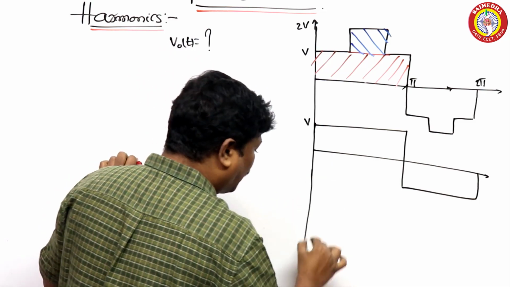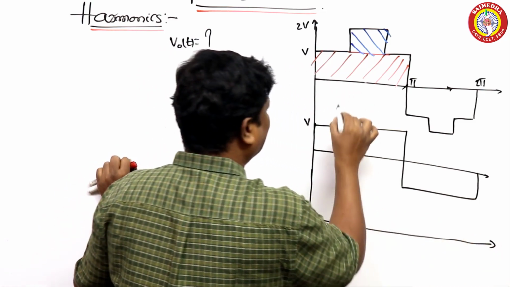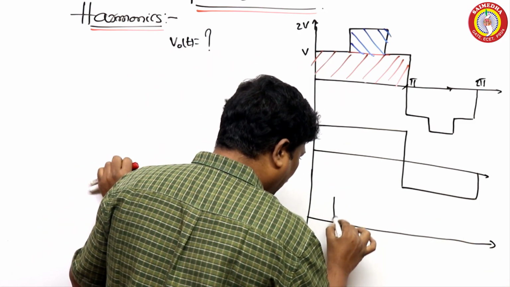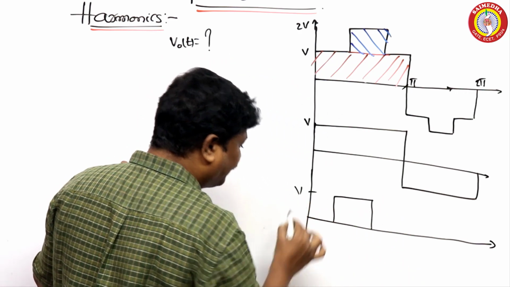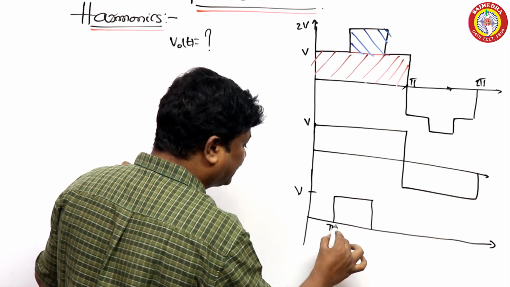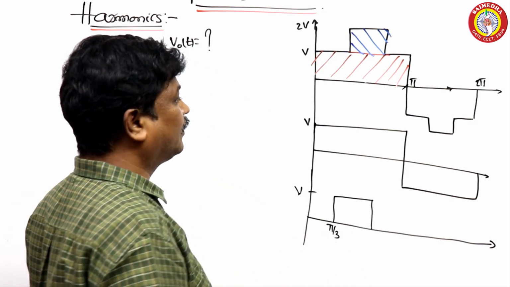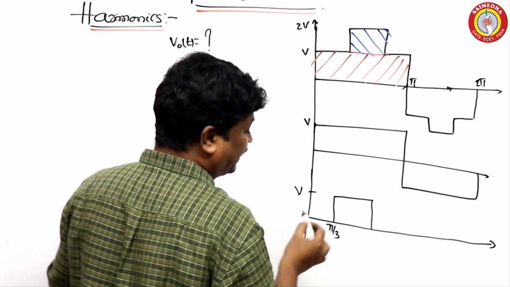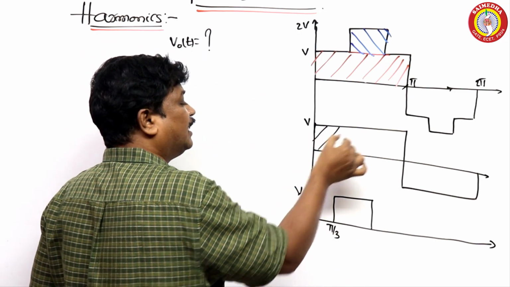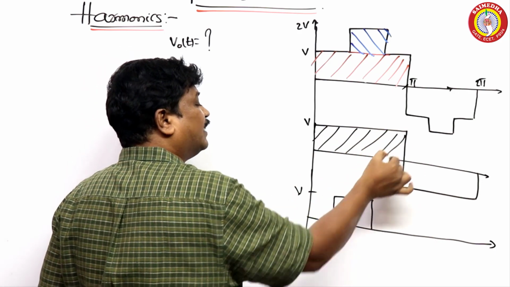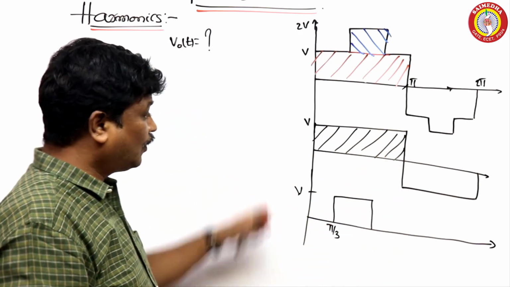And another combination of wave we have this one. Of course, this is also voltage V, but it starts from pi by 3. This is also V. What is the output voltage? The expression for this was already derived in the first example.